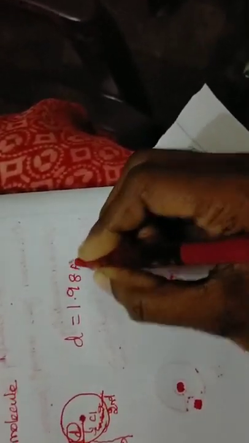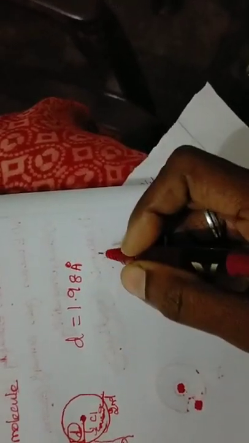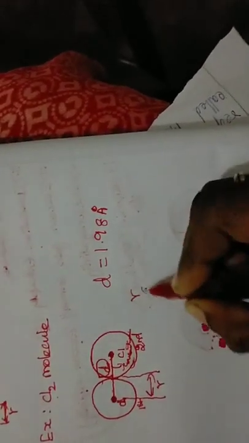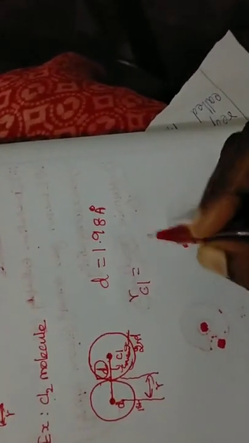Here they have given some data. d is 1.98 angstrom. They have already given the experimental data for the distance between one chlorine and the other chlorine, 1.98 angstrom. So how to calculate the radius of one chlorine? We should know the radius of one chlorine, and we are going to calculate it.